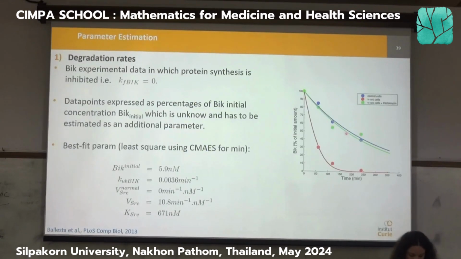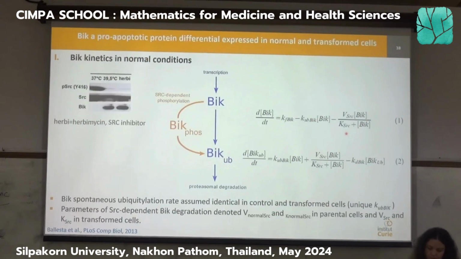Okay, so maybe just to come back. So now we have 3 parameters to estimate for those cell types, plus 2 parameters for the cancer cells and 2 parameters for the healthy cells. Okay. So now let's focus first on the degradation rate.